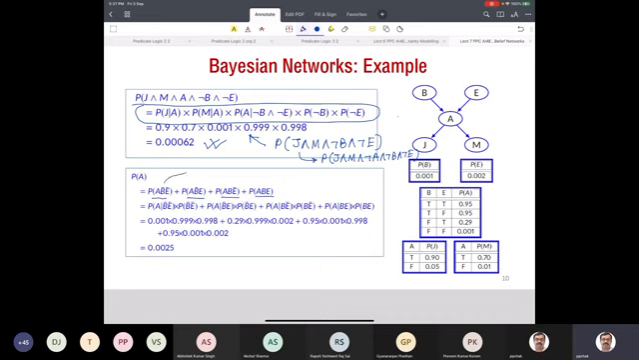And PA given not B and not E is the same as what? PA given not B and not E into probability of not B, not E, but they are independent, so we can break. Yes. Is that what you're saying? Yes, sir. Correct.